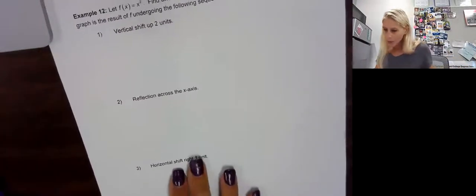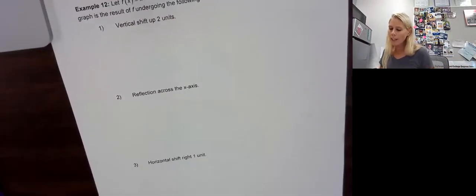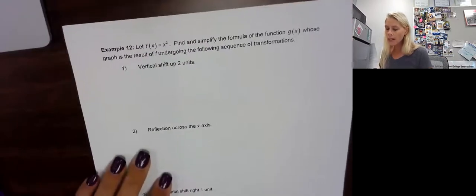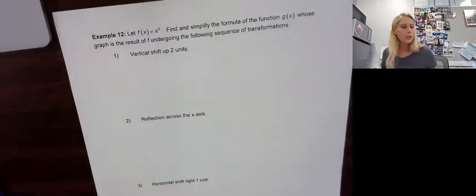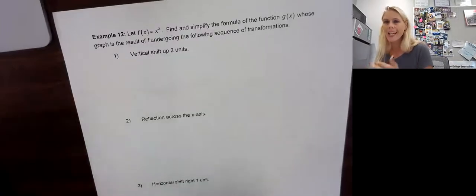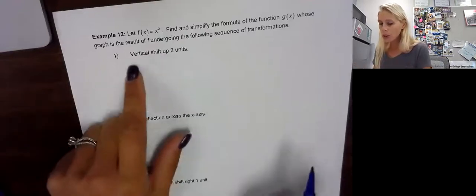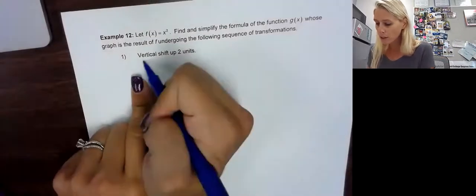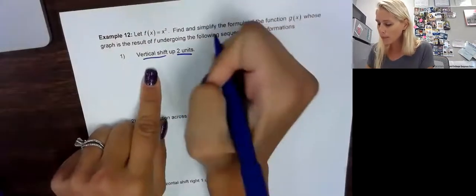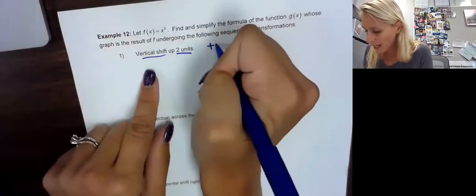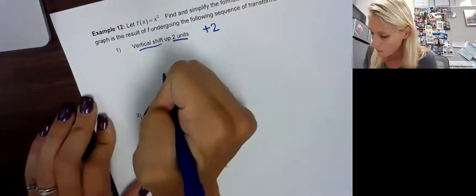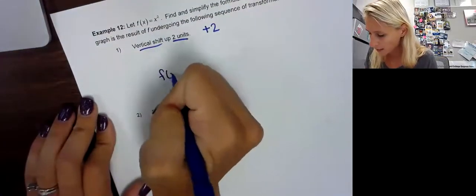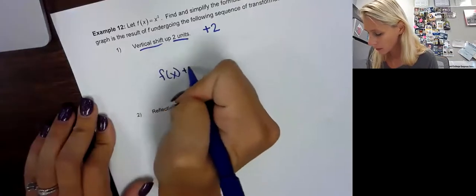All right. So here we have f of x equals x squared. Find and simplify the formula. So we're going to do this in steps, okay? We're going to create the transformation equation based on what transformation it wants. So we're going to do a vertical shift of 2 units. Remember, vertical shift means we're actually going to add 2 to the outside. So we go f of x plus 2.